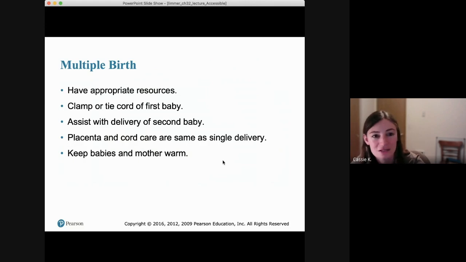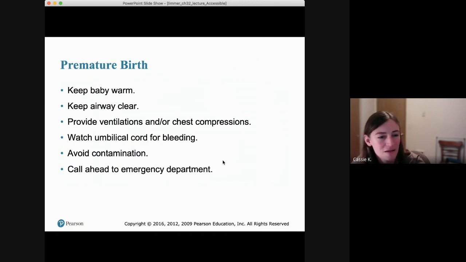If it's known to be twins, triplets, or such, make sure we've got appropriate resources to deal with multiple newborns. Clamp and tie the cord of the first baby, and assist with delivery of the second. Placenta and cord care are going to be the same as well. Make sure we keep babies and mother warm. Premature birth, again, keeping warm is very important. Keep the airway clear, provide ventilations or chest compressions as needed. Watch umbilical cord bleeding, avoid contamination. And in these cases, definitely let the emergency department know what you're coming in with so they can have the appropriate resources ready.